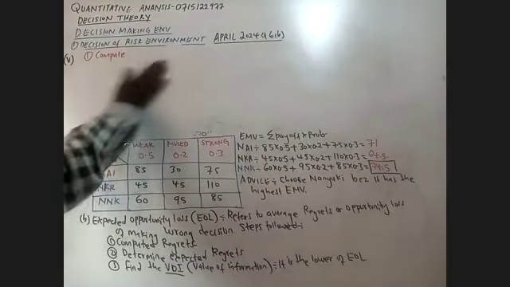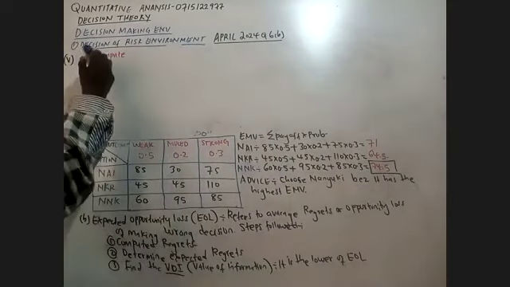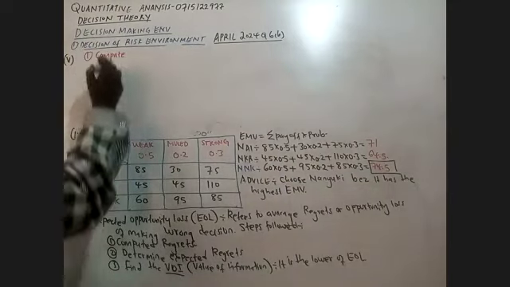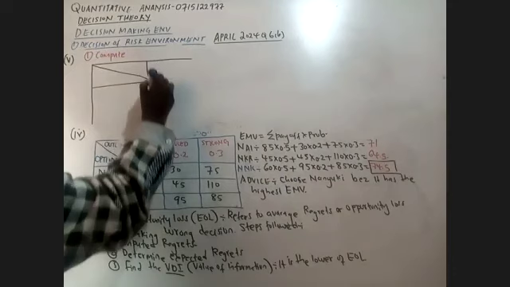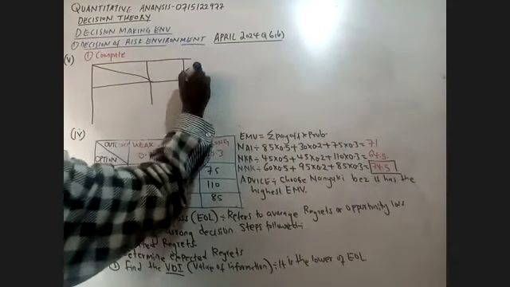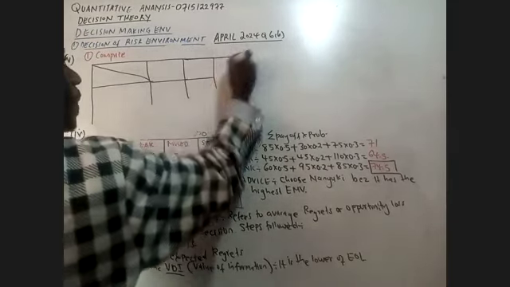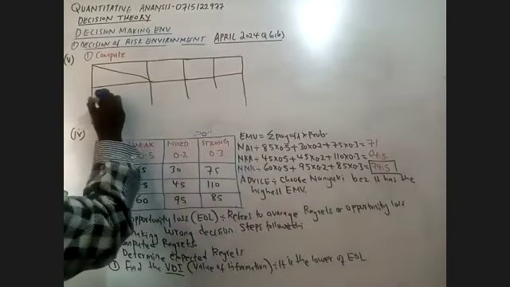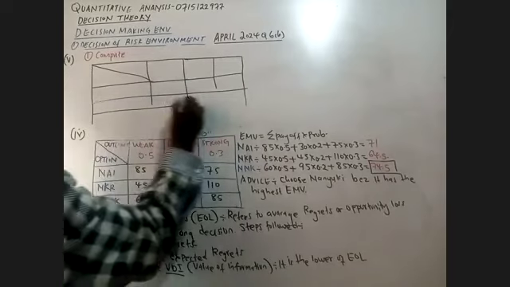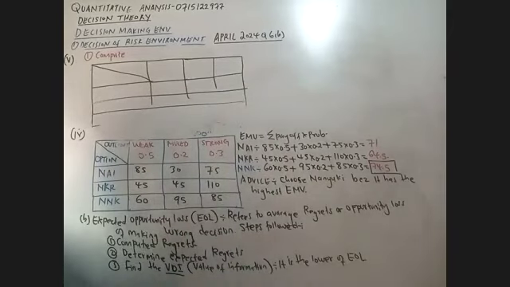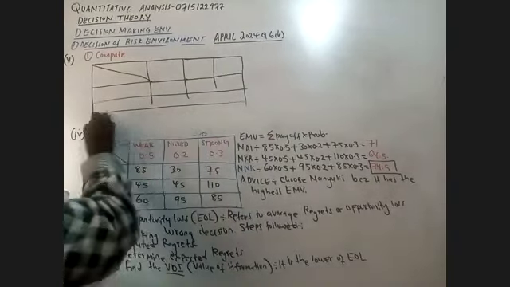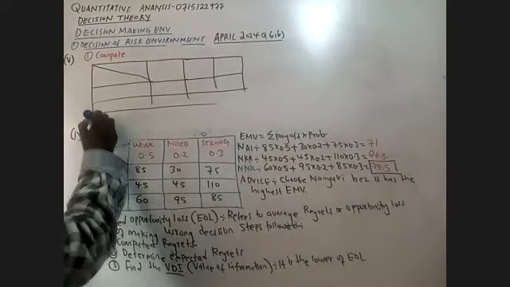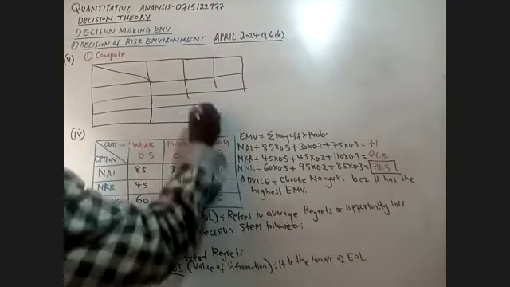Now let's do it. We need to come up with another table, so allow me to draw another table, so that we can find the regrets from it. Now let us see.